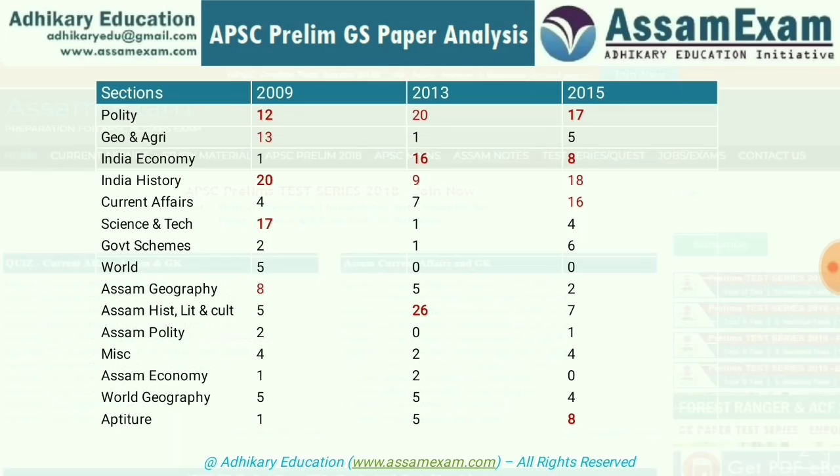Then current affairs. In 2015, 16 questions came, which is quite high as per the APSC's pattern. Normally it doesn't cover that much current affairs, but this year also you can expect a good number of current affairs questions because so many important events happened in Assam or the Northeast areas. Then all other sections are very insignificant.